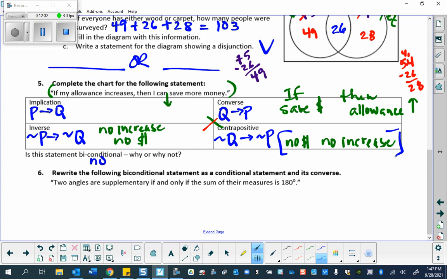Okay, rewrite the following biconditional statement as a conditional statement and its converse. How do I know that this sentence is biconditional? It is, it's a definition. What else do I see that makes it biconditional? Yeah, it says if and only if. So because I see this, if and only if, I know that it's a biconditional sentence.